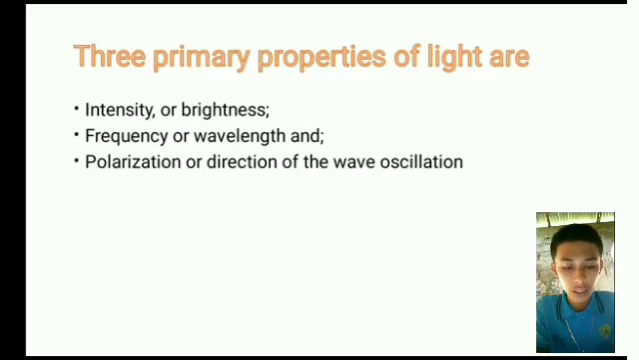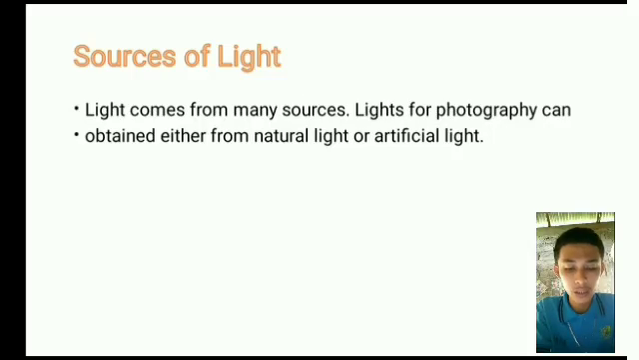Sources of light. Light comes from many sources. Lights for photography can be obtained from either natural light or artificial light. Maaari daw gamitin dito yung natural na liwanag tulad ng sikat ng araw. Yun yung tinatawag na natural light. Samantalang pagka yung artificial, maaaring gawa ng tao tulad ng mga liwanag ng fluorescent.